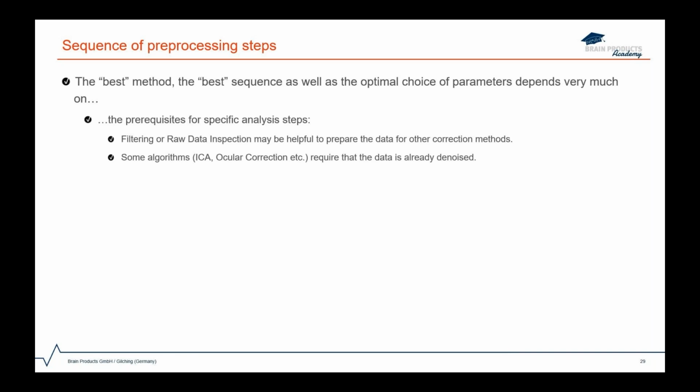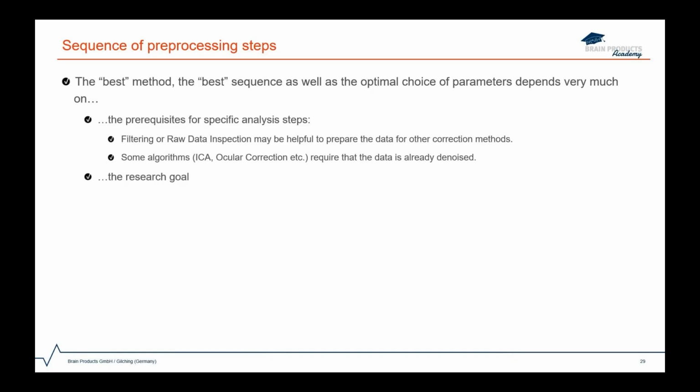For example, filtering or raw data inspection may be helpful to prepare the data for other correction methods, while some algorithms like the ICA or others like ocular correction require the data to be already denoised, which is the process that we implemented right now. So first filtering and raw data inspection, followed by the ICA.